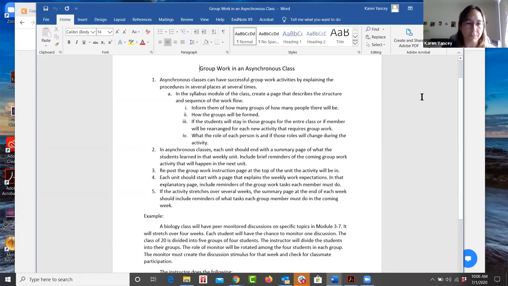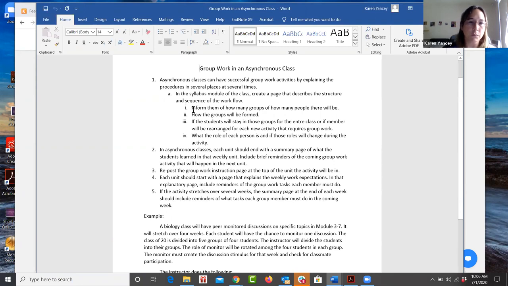You want to prep the students at the beginning of the class to let them know what is expected of them. So you would have at the beginning of your class a page in your modules that explains what the group work activity that's coming up will be, what roles there will be, and how many groups will be formed, and all those details, so that they know right at the beginning of class that they have a task ahead of them that will be clearly explained to them.